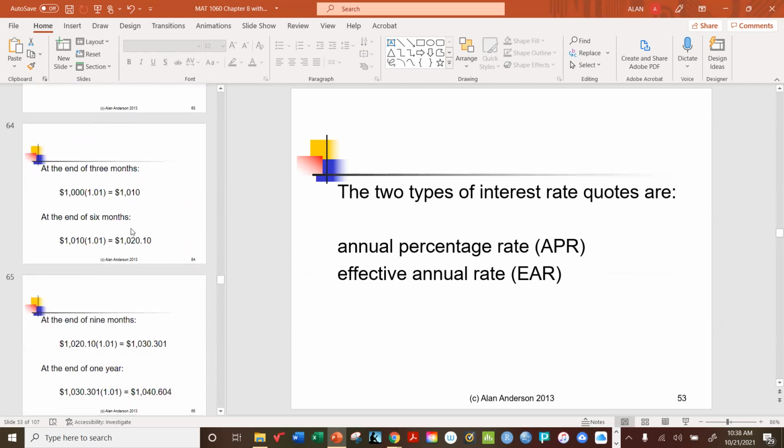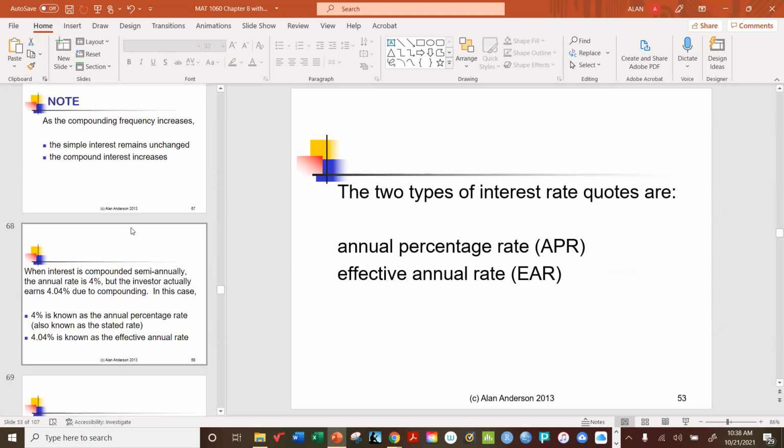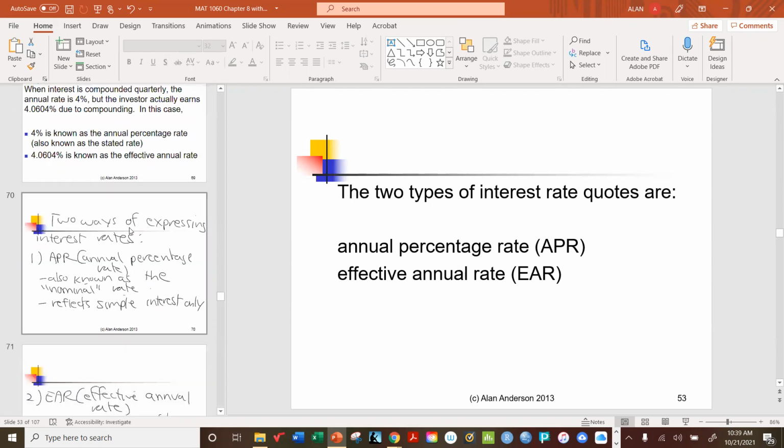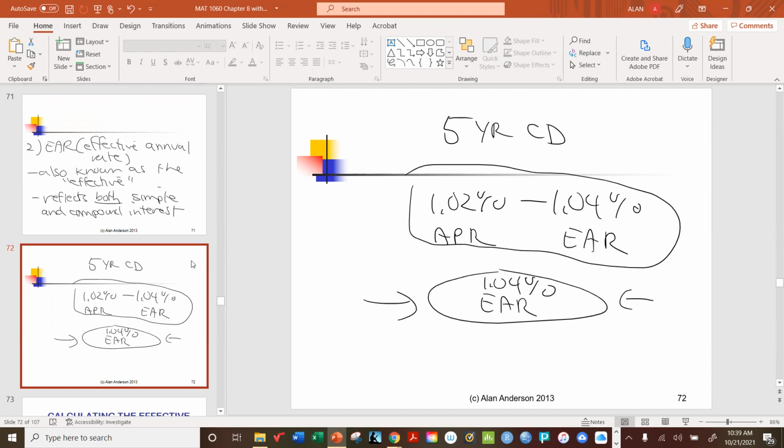let's see, where should we go? Trying to make sure, oh, here's one. I think I made this example last time.